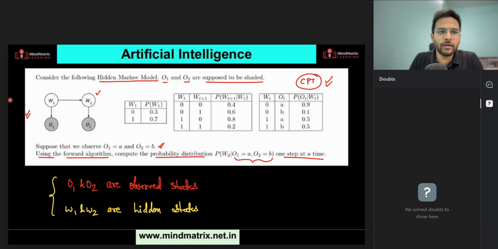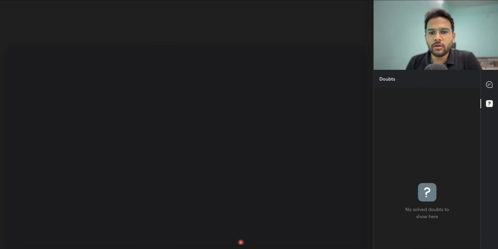Is this clear so far? Any doubt in the question? Shall we start solving this question now, everyone? Okay, fine. So now the first step. What is the first step? Step one is initialization.